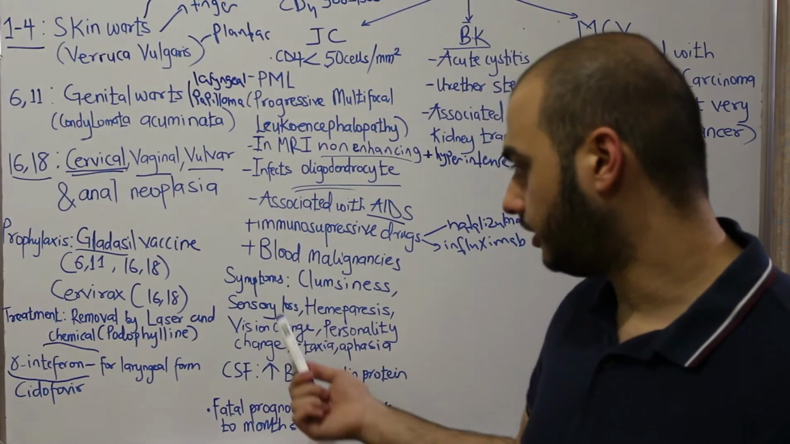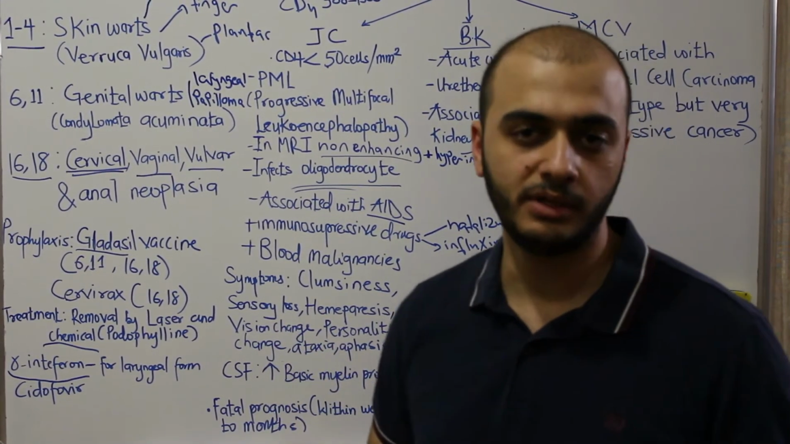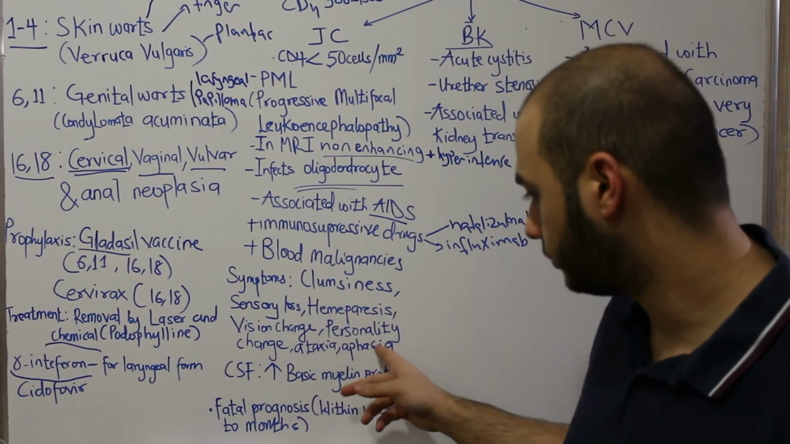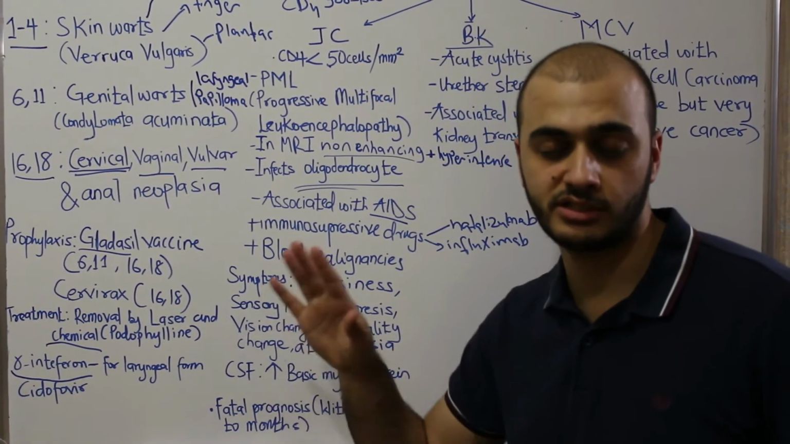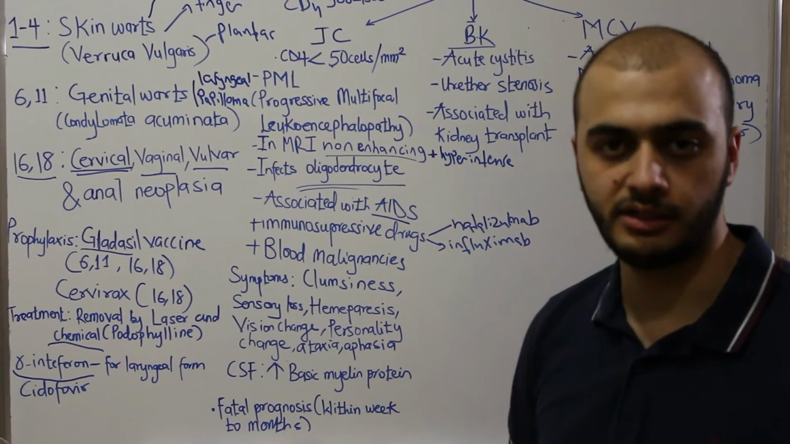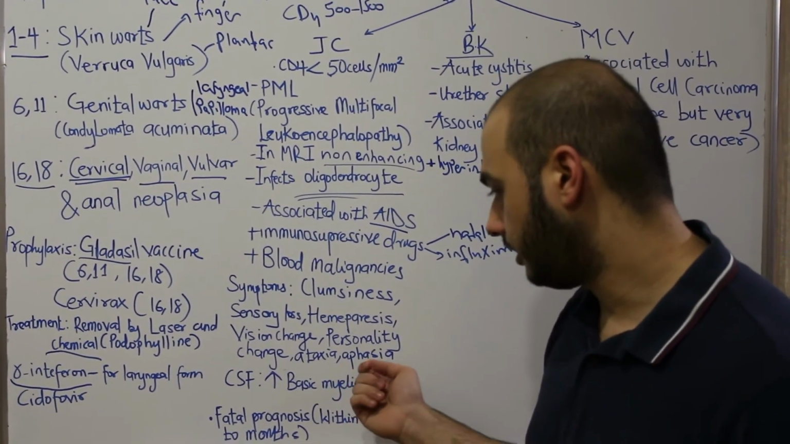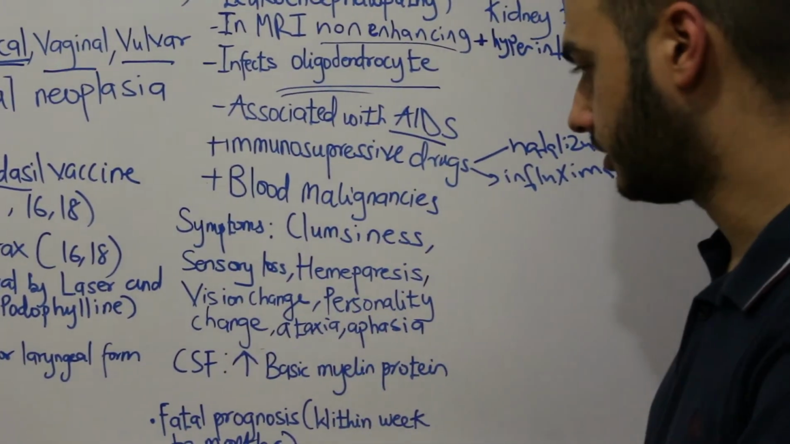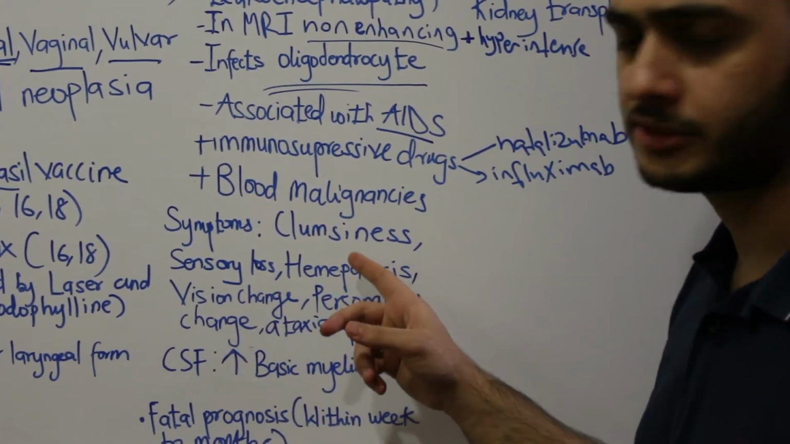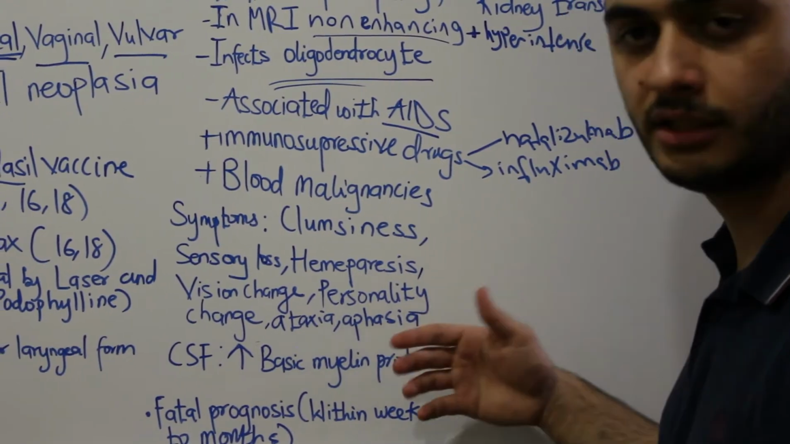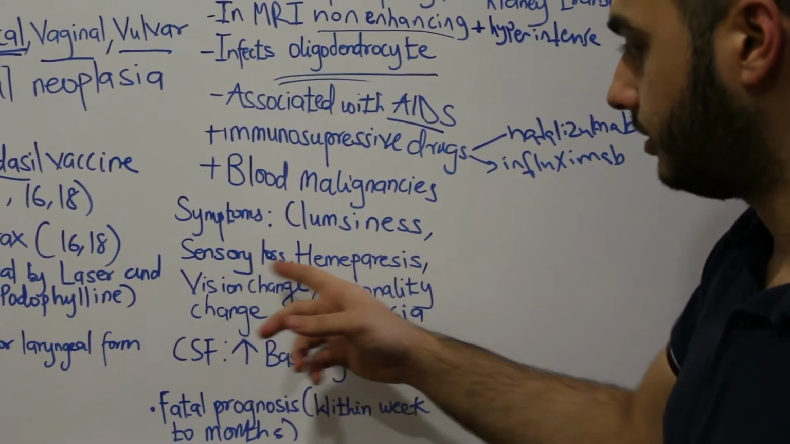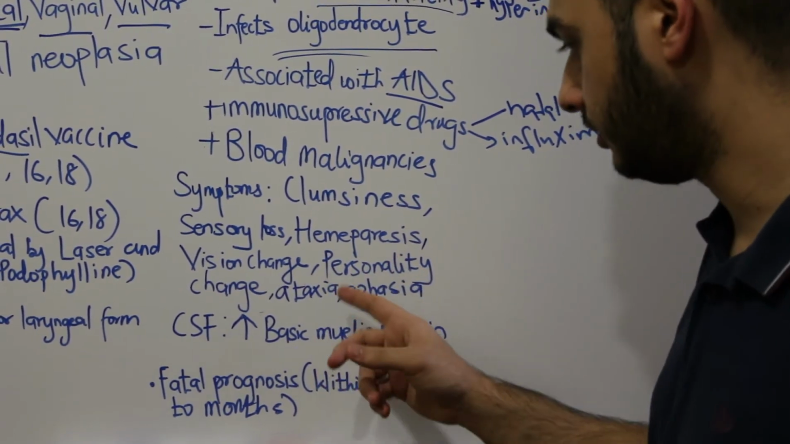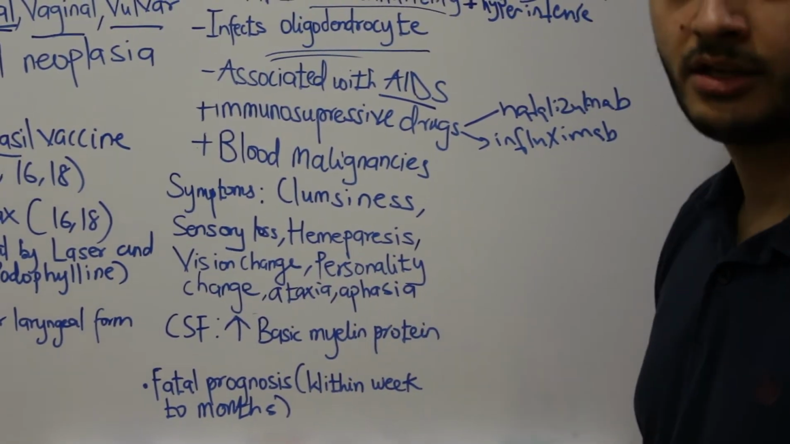It causes disturbances for several tracts and several areas. And due to this, the patient will feel hemiplegia, sensory loss, changing of vision, personality changes, later ataxia, aphasia. All these symptoms are specific for this. Clumsiness is not specific, but typical. So clumsiness, sensory loss, hemiparesis, vision change, personality change, ataxia, aphasia.